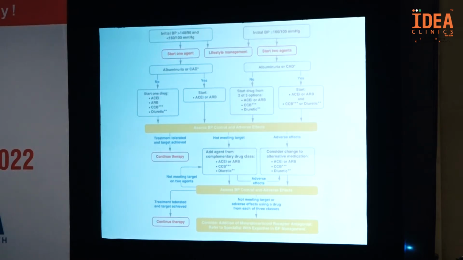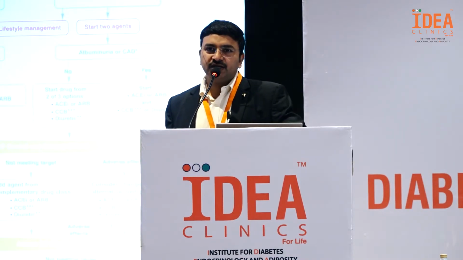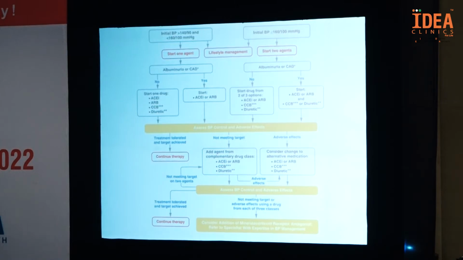And what is the algorithm for managing these patients? If a patient's blood pressure is more than 140 but less than 160, and if the patient is diabetic, you need to select one agent. Like if the patient doesn't have albuminuria or CAD, you can start ACE inhibitors, ARB, or calcium channel blocker or diuretic. If the patient has any of these, like microalbuminuria or already a clinical CAD, the first line drug is ACE inhibitors and ARBs. If it is not under control with this, then you can add other classes of drugs like calcium channel blockers or diuretics. And if the patient has CAD, you can add beta blockers.